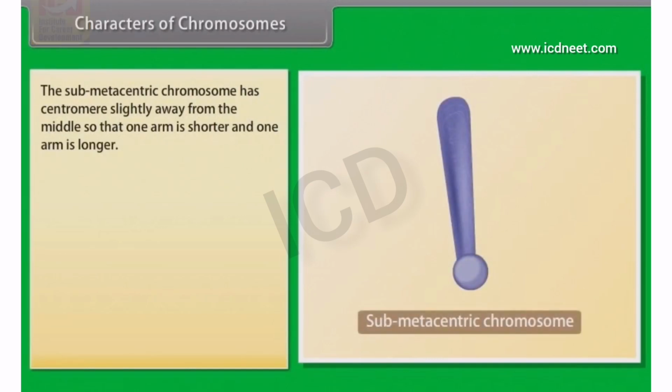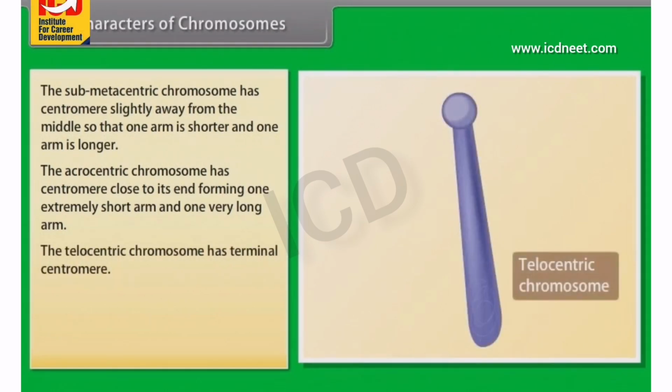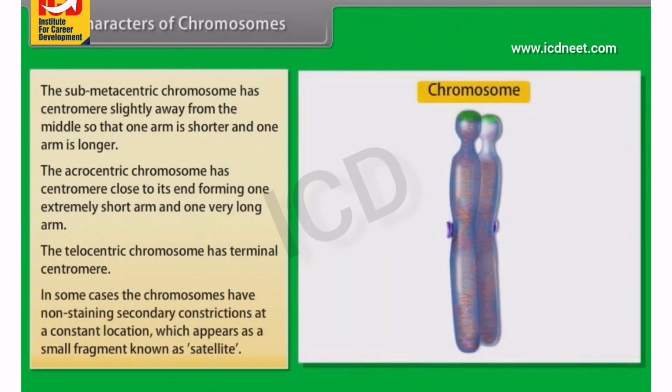The submetacentric chromosome has centromere slightly away from the middle so that one arm is shorter and one arm is longer. The acrocentric chromosome has centromere close to its end, forming one extremely short arm and one very long arm. The telocentric chromosome has terminal centromere. In some cases, the chromosomes have non-staining secondary constrictions at a constant location, which appear as a small fragment known as satellite.